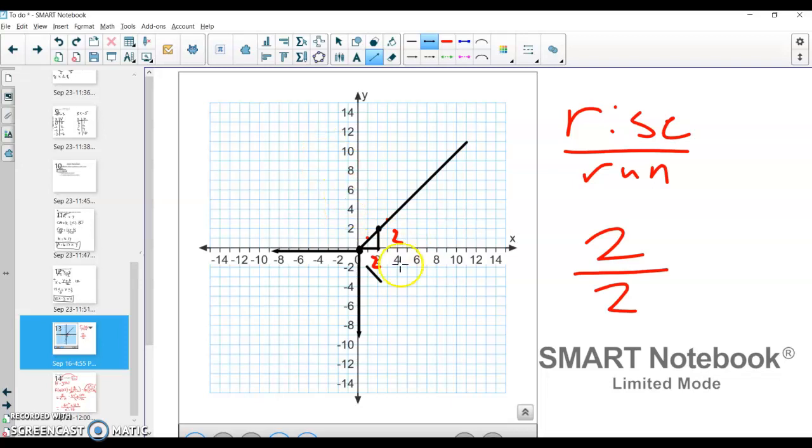So use that and connect your points and say, well, I got to go down this many, so that's a negative rise. I got to go to the right this many, that's a positive run.